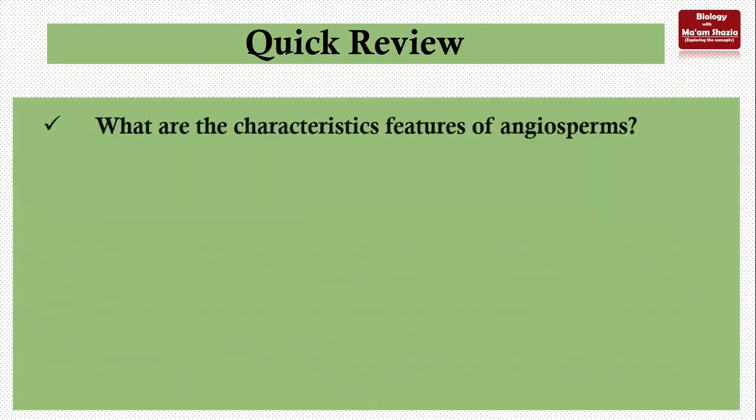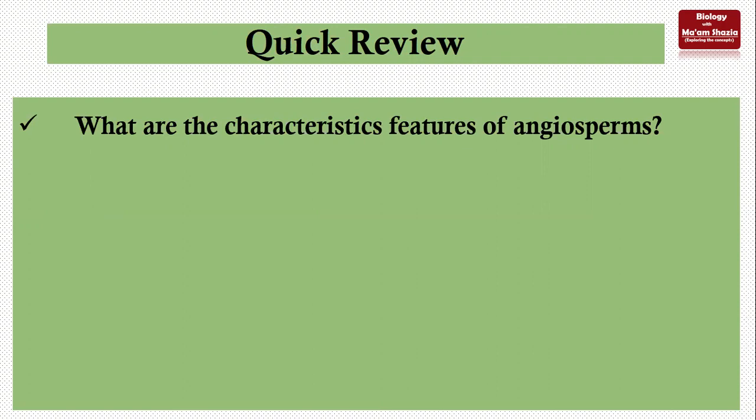So, a quick review of the last lesson. Let me check whether you have gone through the lesson or not. What are the characteristics, features of angiosperms? You need to tell me the characteristics, means how you can identify an angiosperm. We can identify them by having flowers in them. Secondly, the seeds are enclosed. We cannot see the seeds unless we cut the fruit. Whenever we cut the fruit, we see the seeds inside the fruit. So these two are the major characteristic features of the angiosperms.